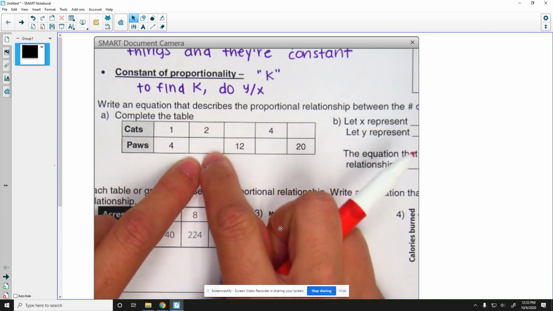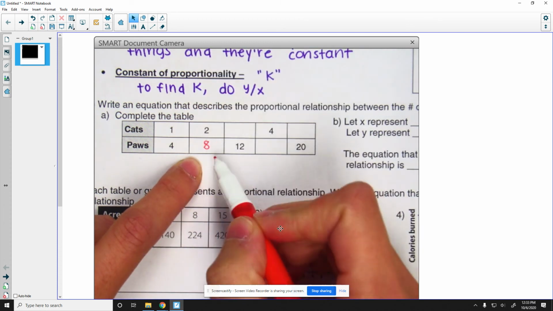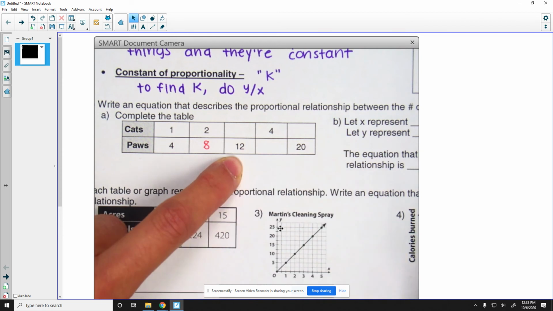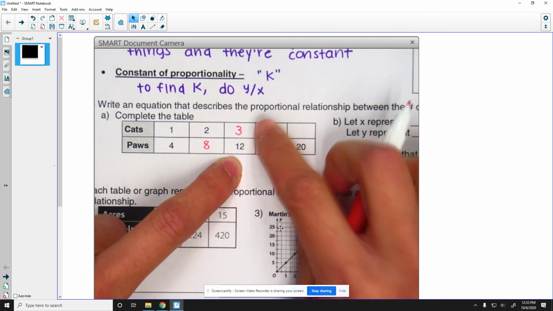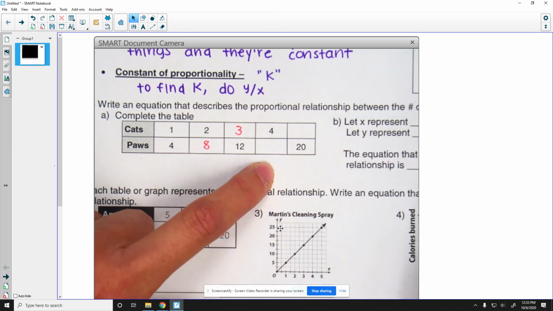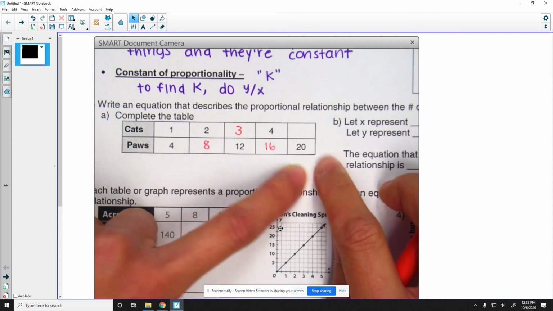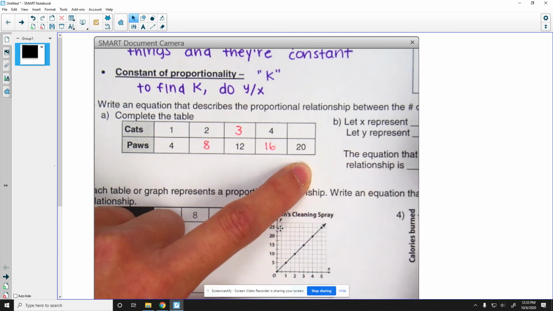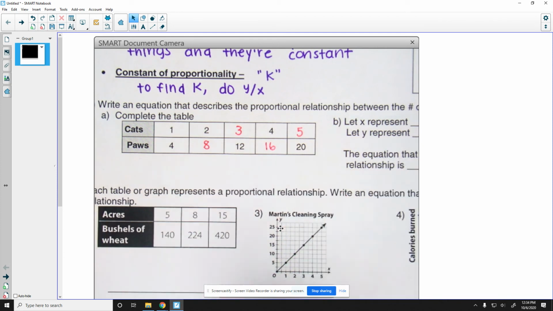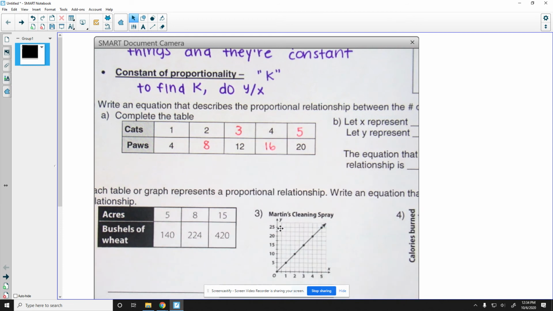So Dylan, how many paws do 2 cats have? So normally you would just do 2 times 4, right? Because every cat has 4 paws, so you get 8. Can someone raise their hand and say no, the answer for 12? Frankie? So thank you, Frankie. 3 cats have 12 paws. Okay, so for 4, Ethan, go. So 4 times 4, because every cat has 4 paws. 4 times 4 is 16. And then Brooke, what do you think for the 20? Because 5 times 4 is 20. So hopefully that makes sense. You want to find what you're multiplying by, right? Times 4, times 4, times 4, times 4. Because every cat has 4 paws.